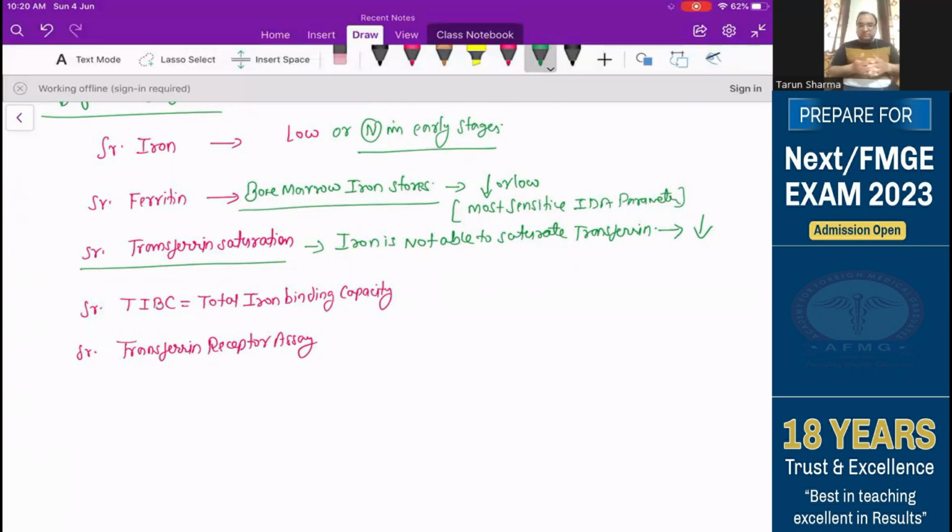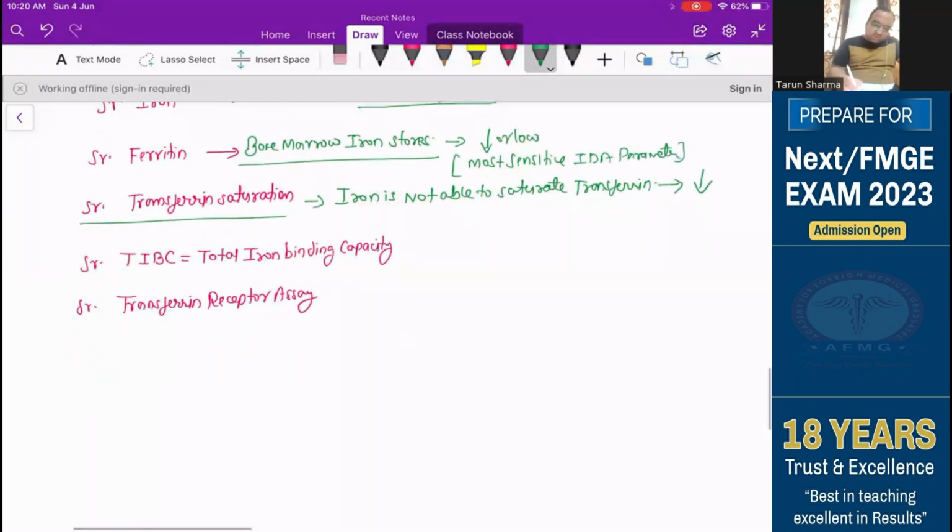Why? Because there is no sufficient amount of iron in the blood to saturate all the valencies of the transferrin molecule. Transferrin is what? Transferrin is the iron transporter in the blood. So whenever iron reaches the blood from the GIT, it is going to bind with the transferrin molecule, and the transferrin is going to carry that iron up to the bone marrow. So the carrier of the iron from the blood to the bone marrow will be the serum transferrin.